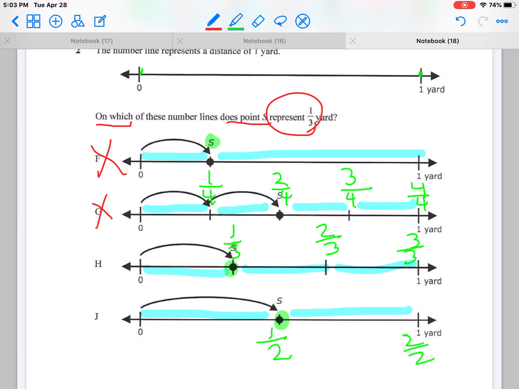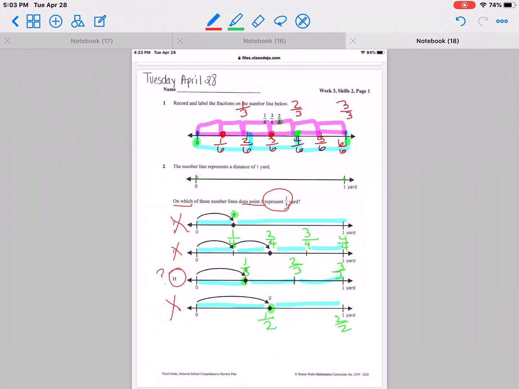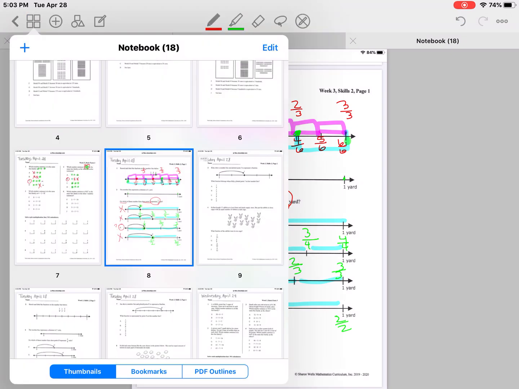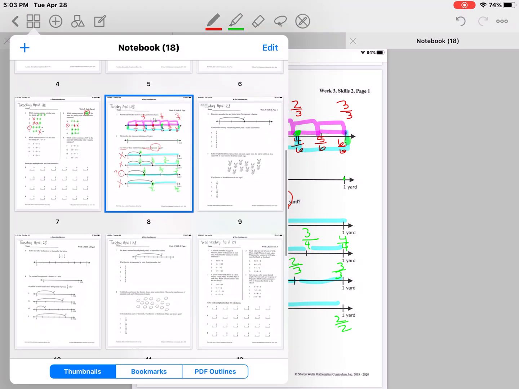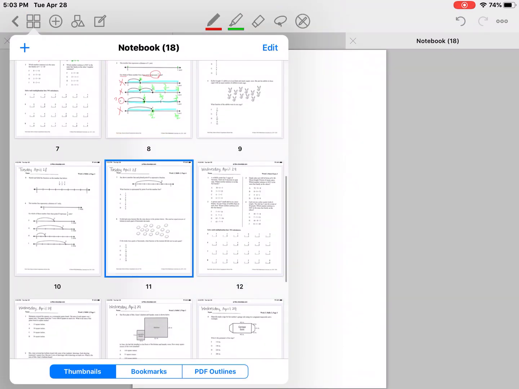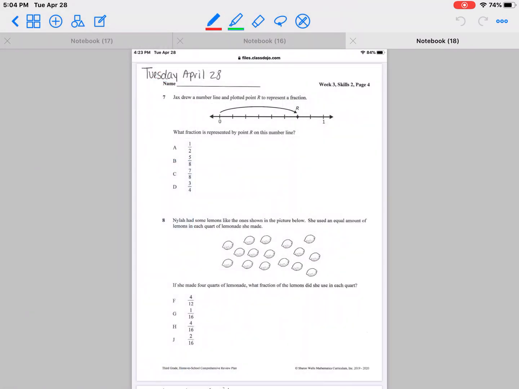In letter H, letter S represents 1 out of 3. Is that correct? Yes, but maybe I have one more. In letter J, does S represent 1/3? No, it represents 1/2. So my answer is letter H. Okay, so I want you to go ahead and apply those strategies, that questioning, and you are going to answer up to question number 8.